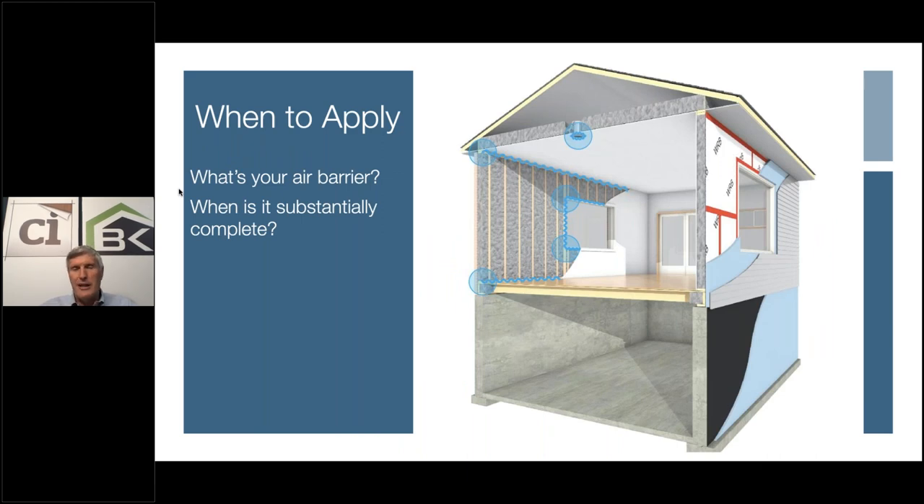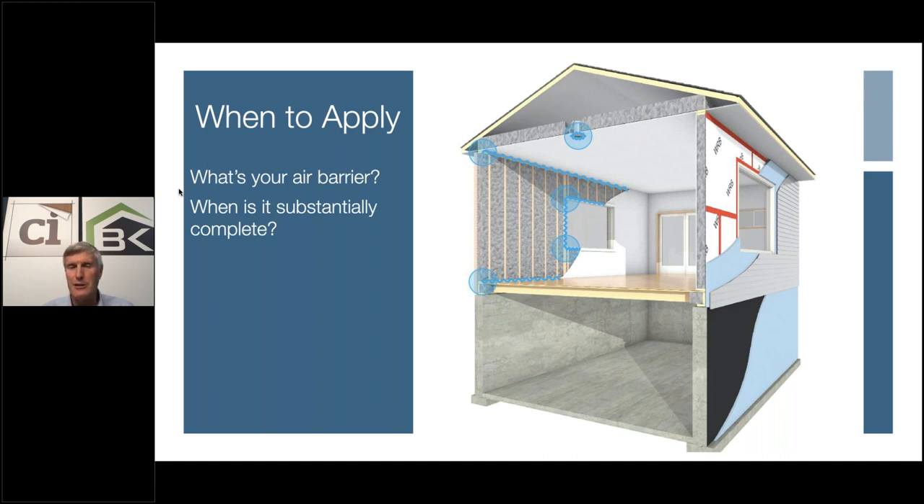A couple of quick slides just to indicate for the builders or architects who aren't familiar with this. It's when do you apply? And it's really about understanding what's your AeroBarrier. Architects on this call, do you identify the AeroBarrier on your plan sets? Is it the drywall? Is it the poly in northern climates? Is it the house wrap, the weather resistant barrier? Is it the insulated sheathing? Is it the sheathing product itself? First off, you identify what is the primary AeroBarrier in your houses.